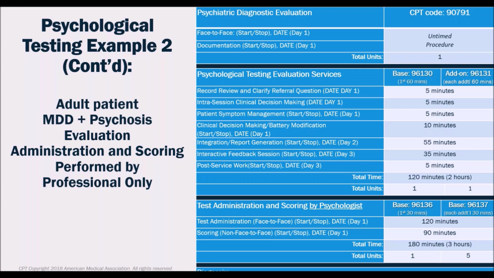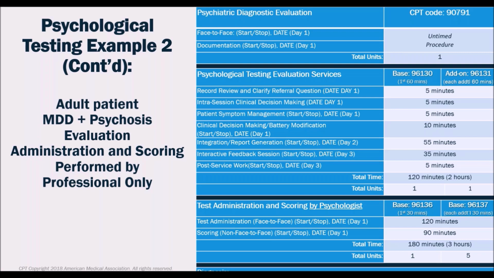Then the interactive feedback, and this is a little bit of a change from the previous codes where the feedback session may have been billed as a therapy session. However, the new codes incorporate interactive feedback into the entire episode of care. So the time you spend with the patient and their family giving feedback about the testing and making recommendations is also added into the evaluation services. So the total is 120 minutes or 2 hours. You bill 1 unit of the base code for the first 60 minutes and 1 unit of the add-on code for the additional 60 minutes.